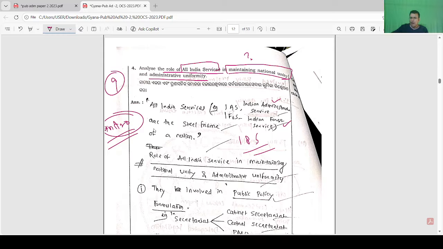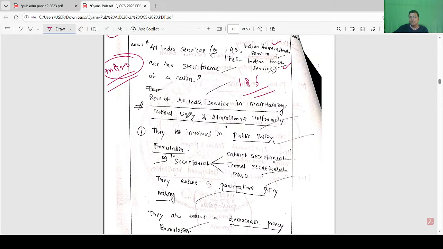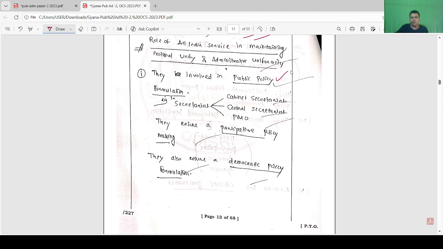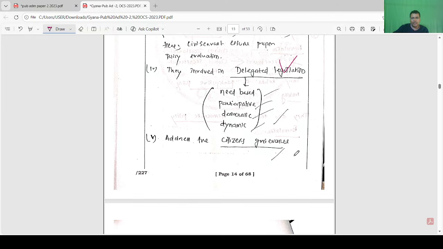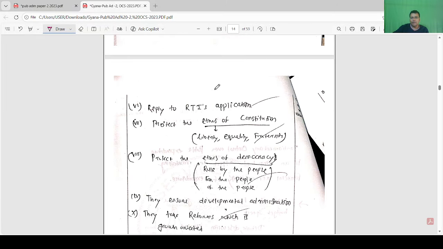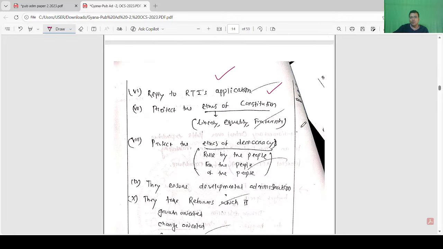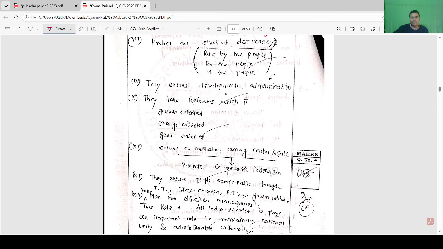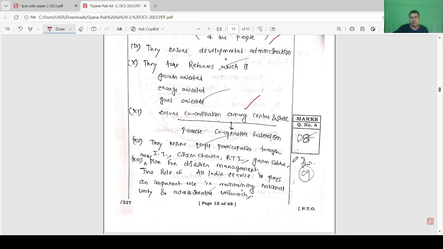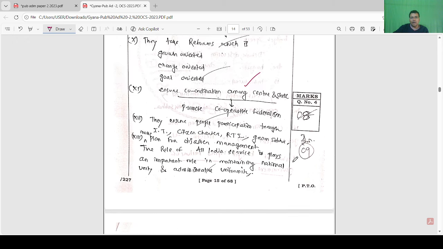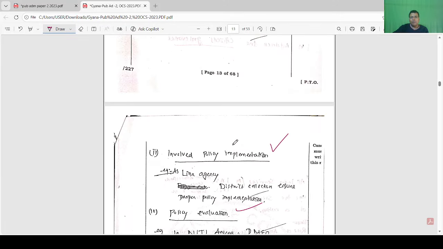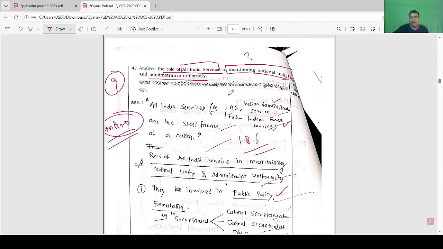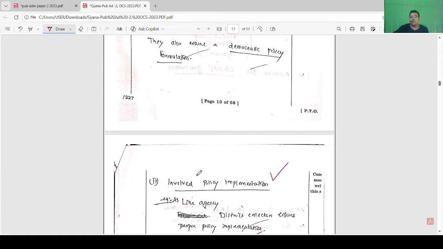I am not satisfied. After that, the role of All India Services: policy formulation is correct, policy implementation, policy evaluation, delegated legislation, redressal of citizen grievance, RTI reply, protect ethos of the constitution, ethos of democracy, ensure development administration, coordination, promote cooperative federalism. That is fine, but national unity is missing. So how do All India Service officers maintain national unity?